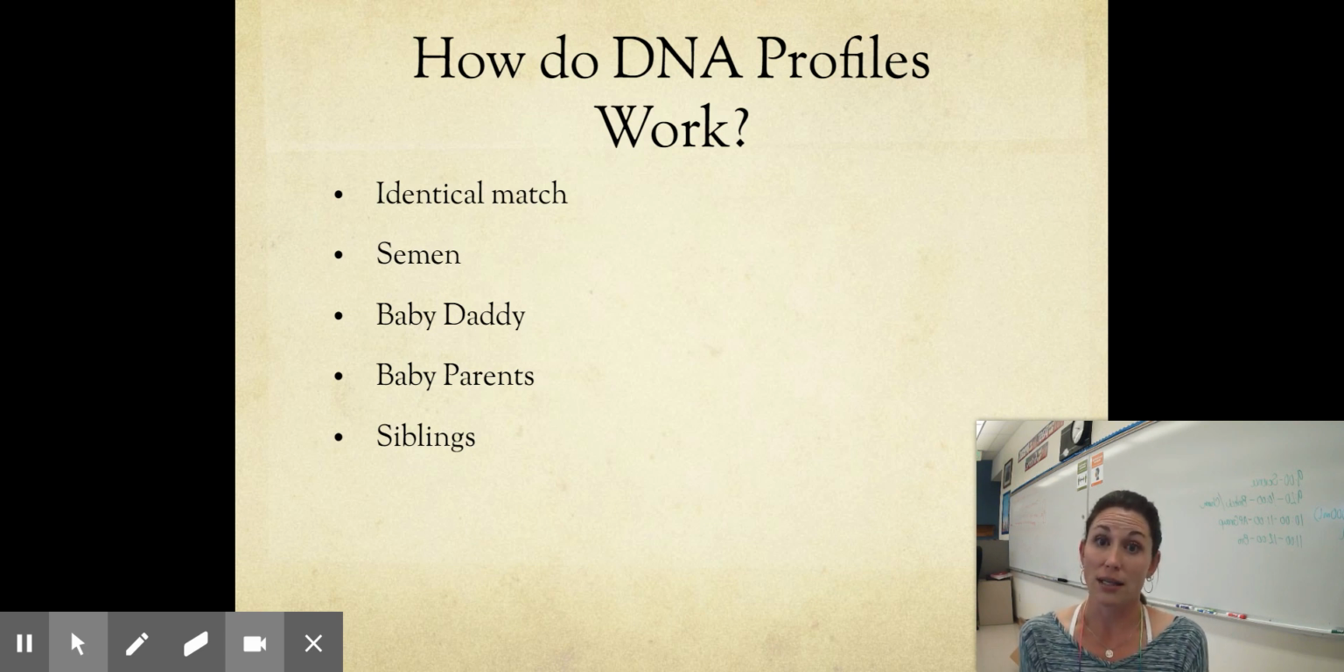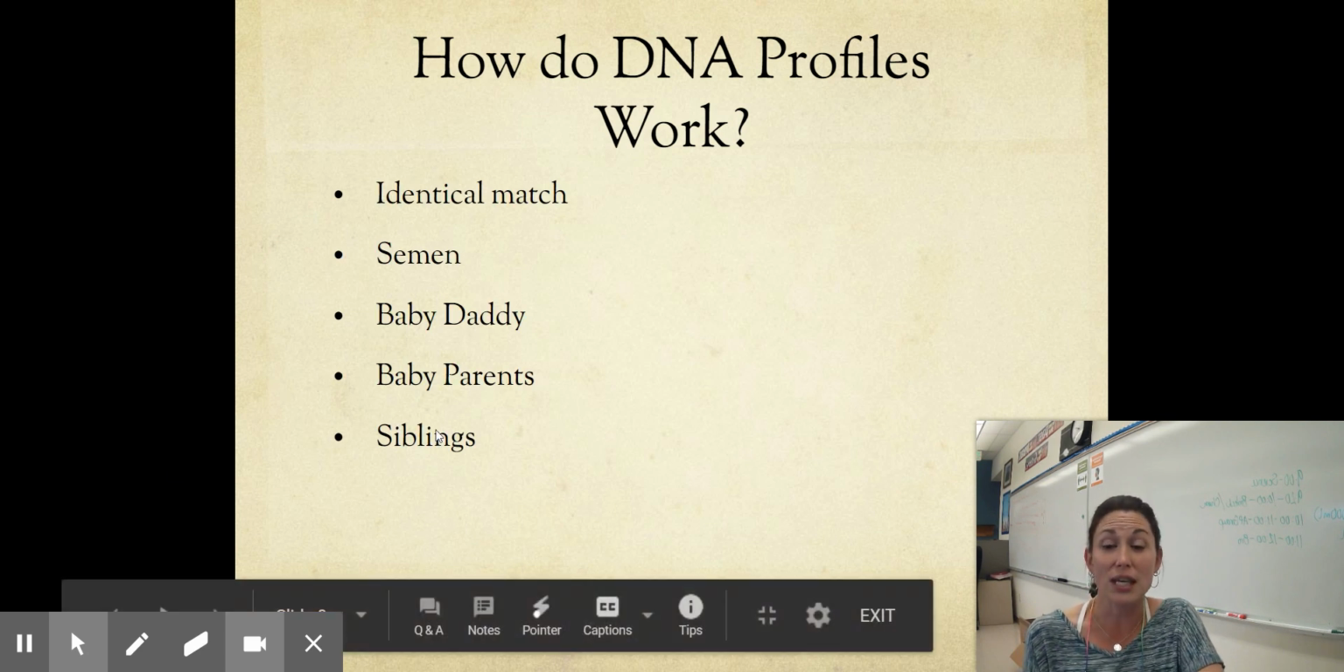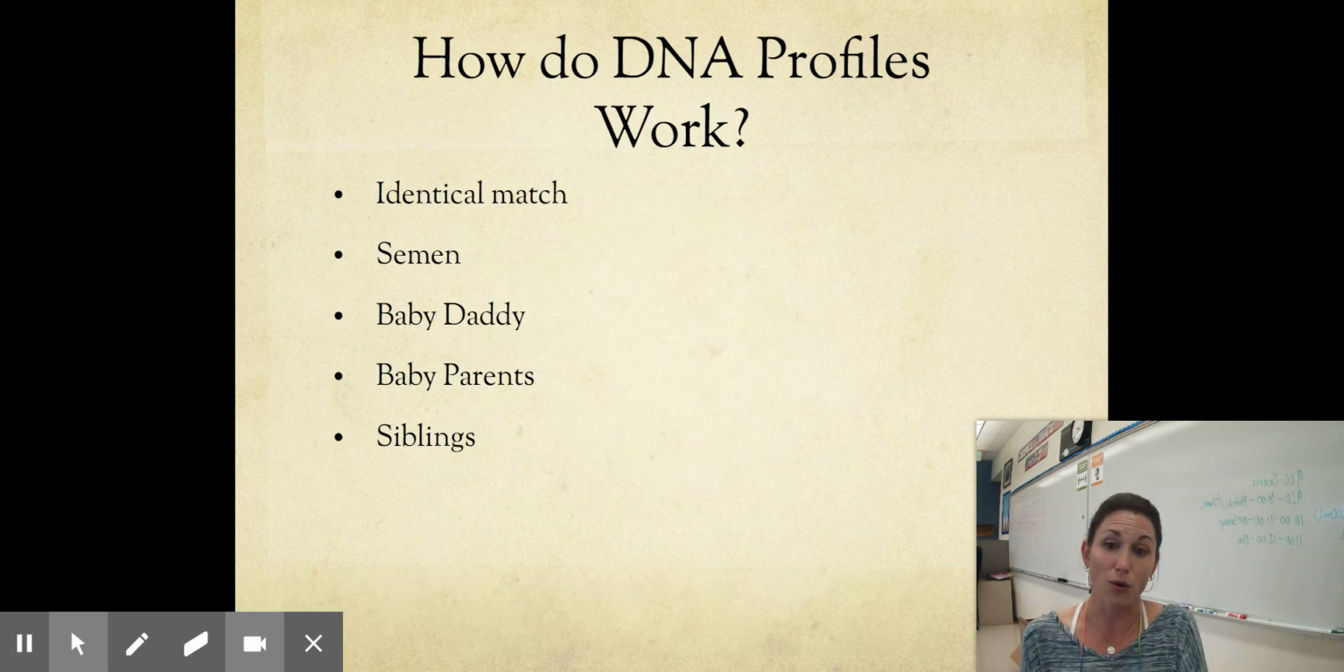The way that works is that a baby's DNA banding pattern should be a combination of both mom and dad's banding pattern. It won't be unique. So it'll be some combination of mom and dad, but it won't be different from both of them, if that makes sense. We can also use DNA profiles to help us look at siblings, because siblings should have really similar DNA profiles because they're related to one another.